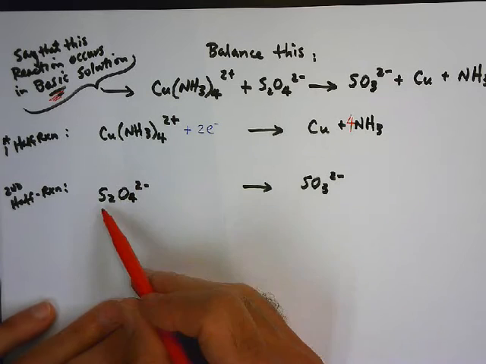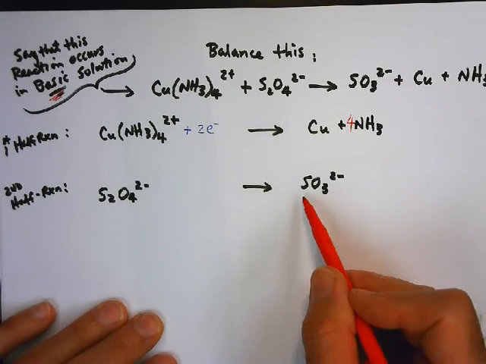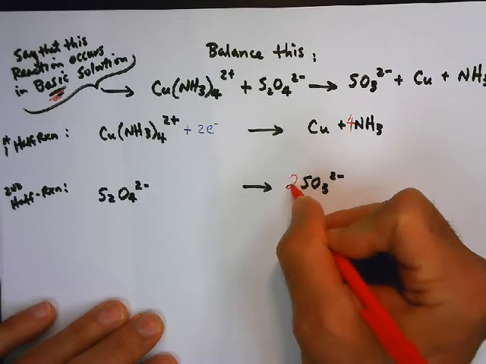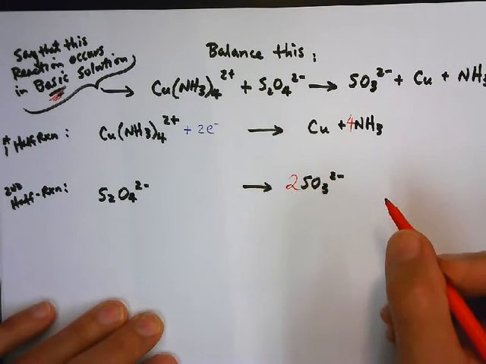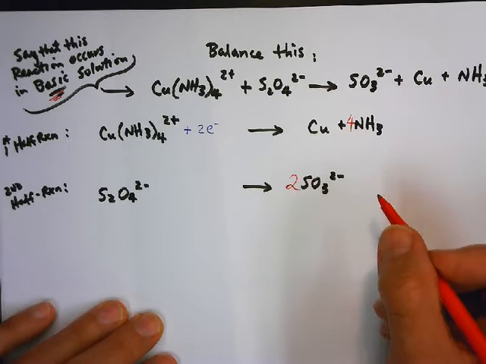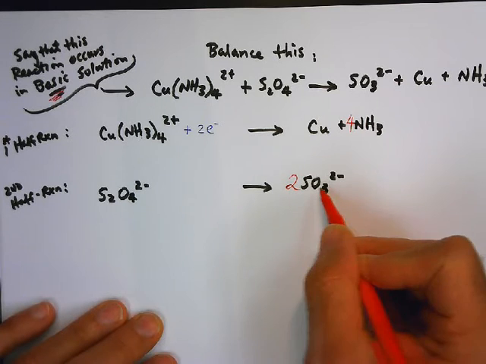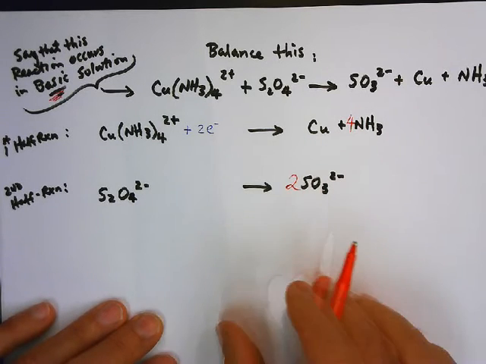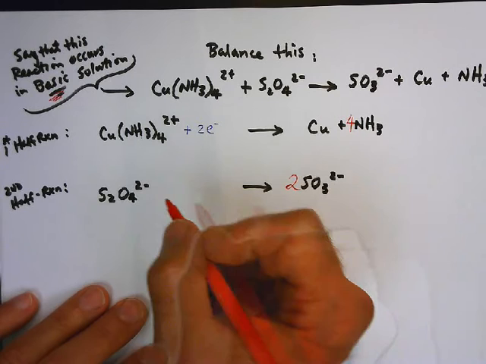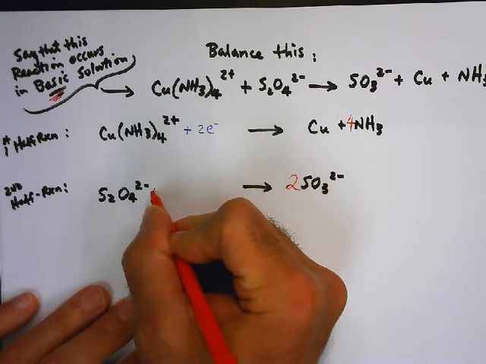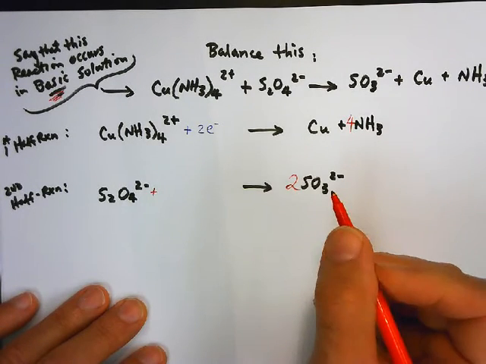Here we have 2 sulfurs on the left, but only 1 sulfur on the right. So I'm going to need to multiply this by 2. What does that do to the oxygens? I have 2 times 3 is 6 oxygens on the right, but only 4 oxygens on the left. So what that means is I'm going to have to add a source of oxygens, which would be water.